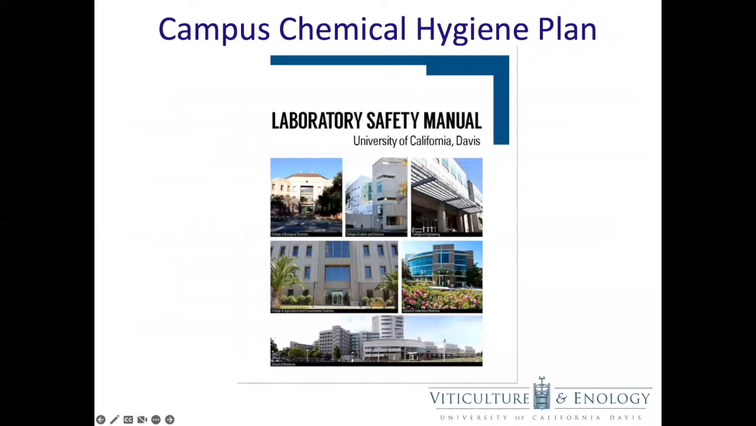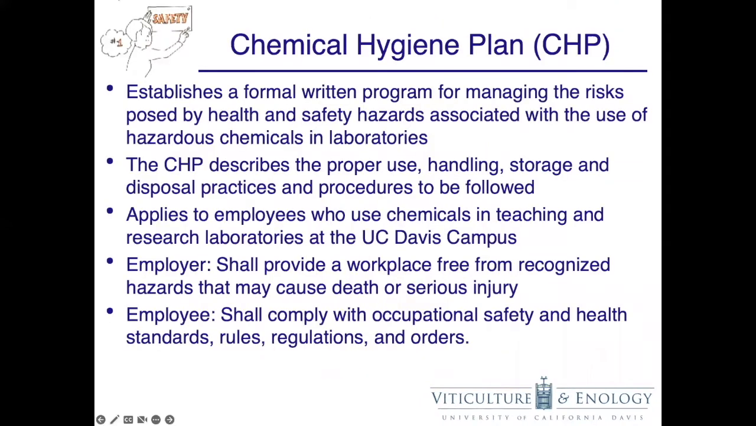One of the elements of the IIPP is the Chemical Hygiene Plan. This can be found in the UC Davis Laboratory Safety Manual. The Chemical Hygiene Plan establishes a formal written program for managing the risks posed by health and safety hazards associated with the use of hazardous chemicals in laboratories. It describes proper use, handling, storage, and disposal practices and procedures to be followed. This plan applies to employees who use chemicals in teaching and research laboratories at the UC Davis campus.